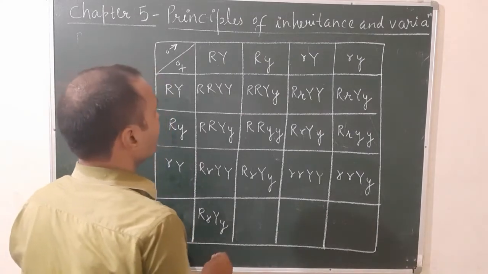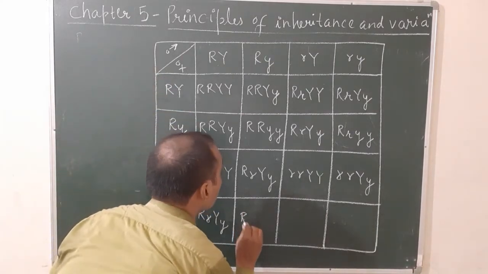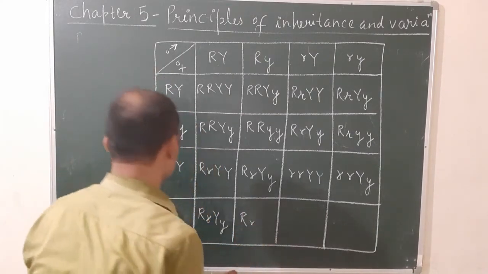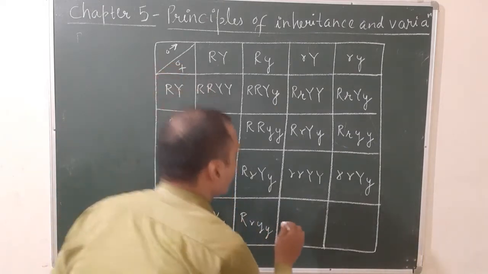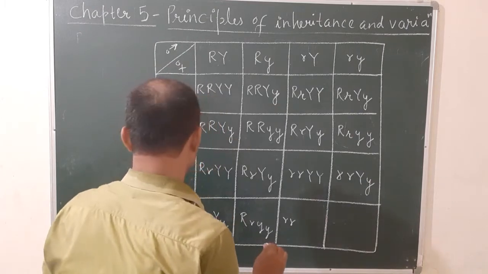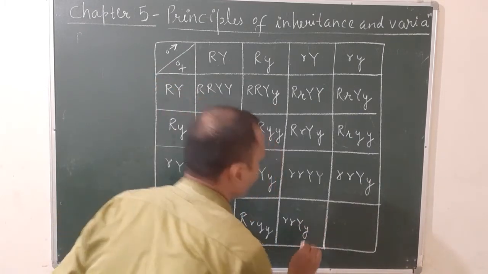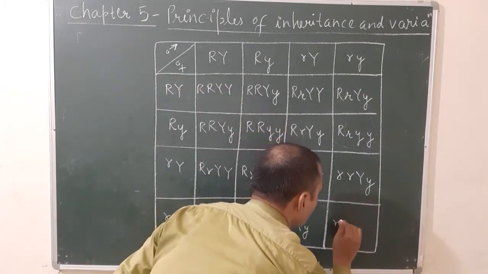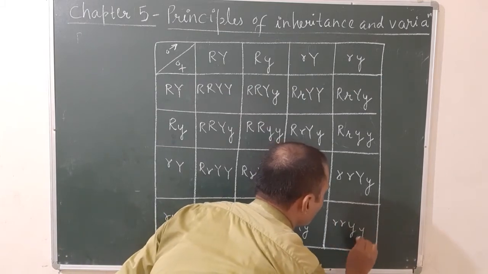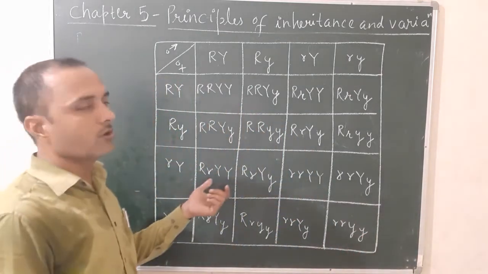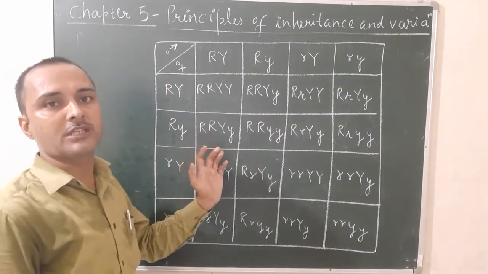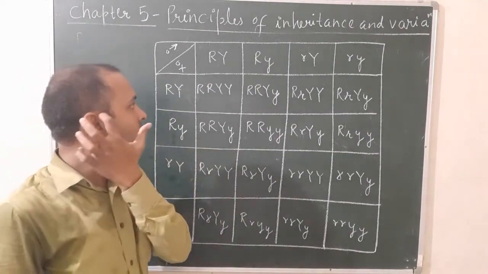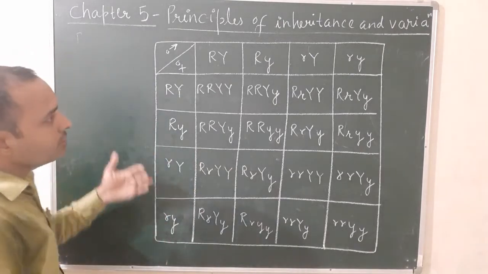Again capital R, small r, small y, small y. Then small r, small r, capital Y, small y. And the last one, small r, small r, small y, small y. So these are the 16 combinations produced, the total 16 F2 progenies. Now you will find out the F2 phenotypic ratio.